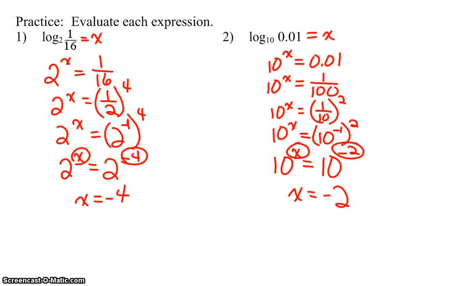The first problem was a little bit more straightforward than the second problem. We simply had to change 1/2 into 2 to the negative first power and then multiply the exponents, so x was equal to -4. The second problem was a little bit trickier because you do need to change the decimal into a fraction first. It just makes it a little bit easier.